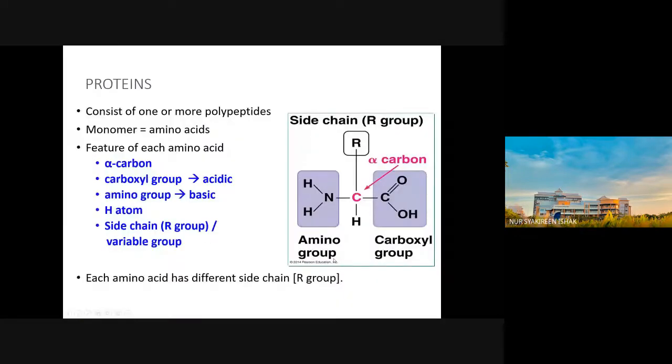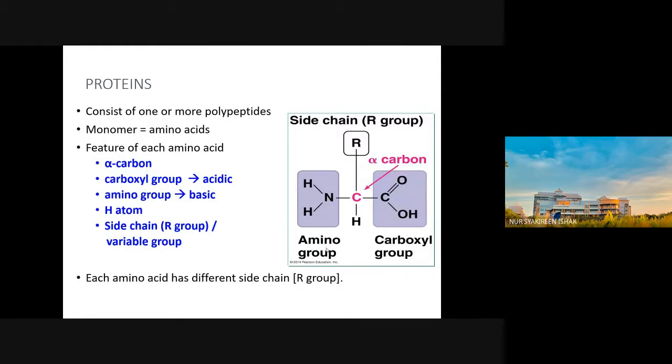Okay, so proteins. A protein can consist of one or more polypeptides. Polypeptides are polymers of amino acids that are linked together. So the monomers for proteins are the amino acids. Kenapa dia dalam bentuk plural kat situ? Because there are 20 different amino acids based on the side chain present in the amino acid molecule.